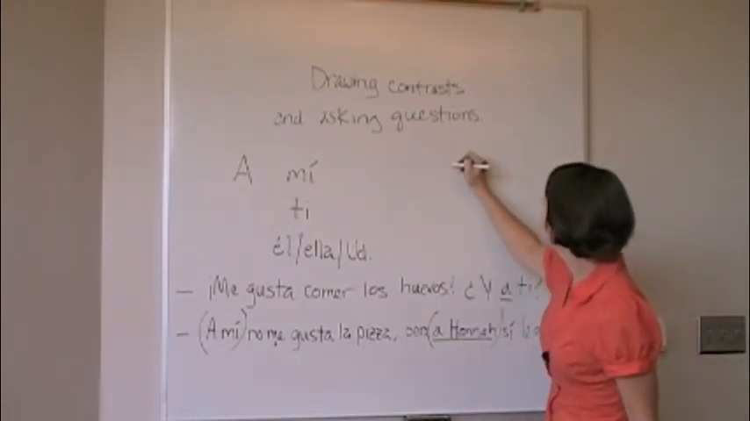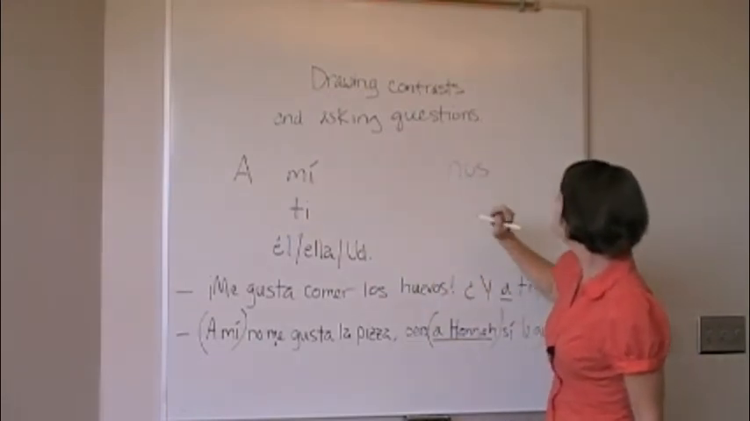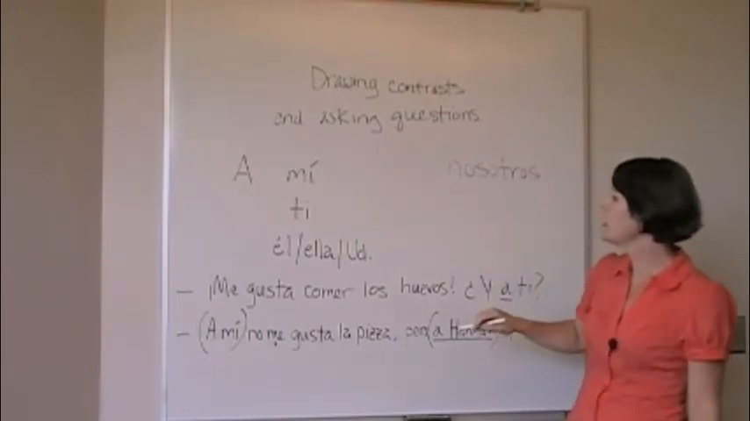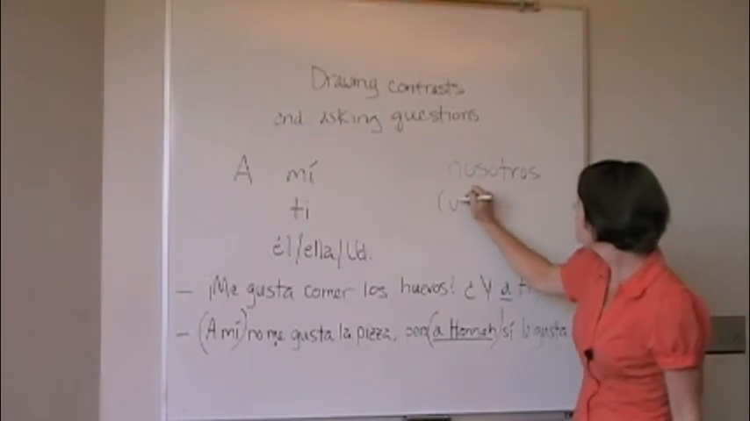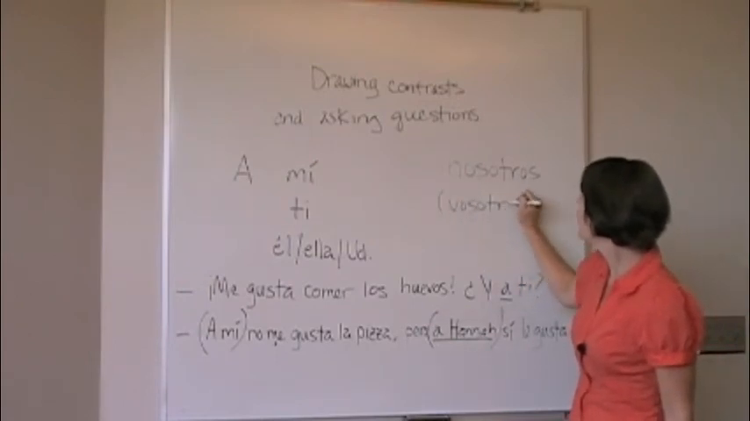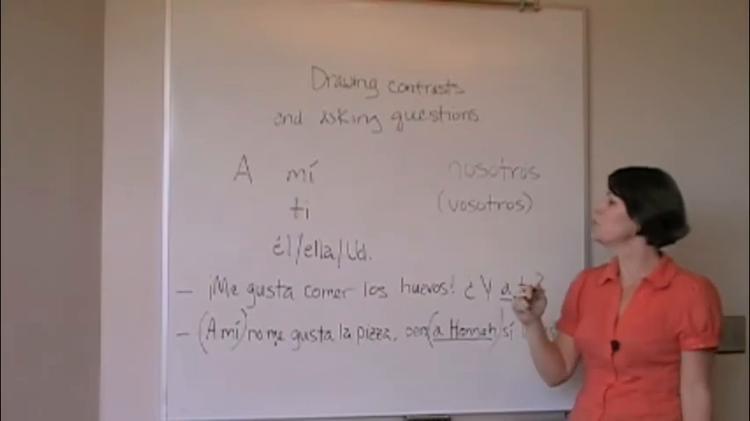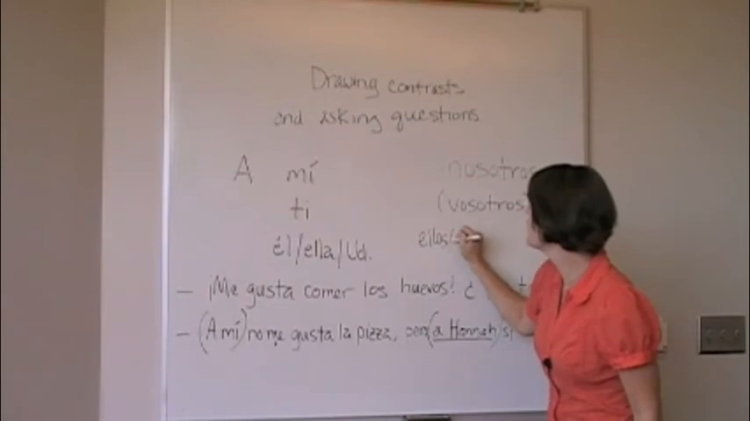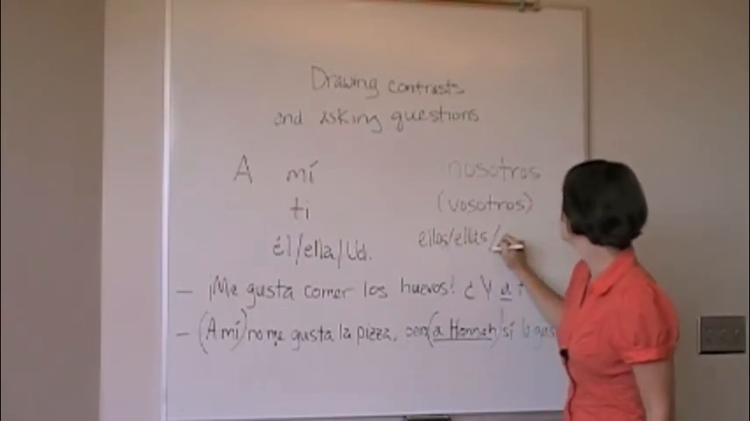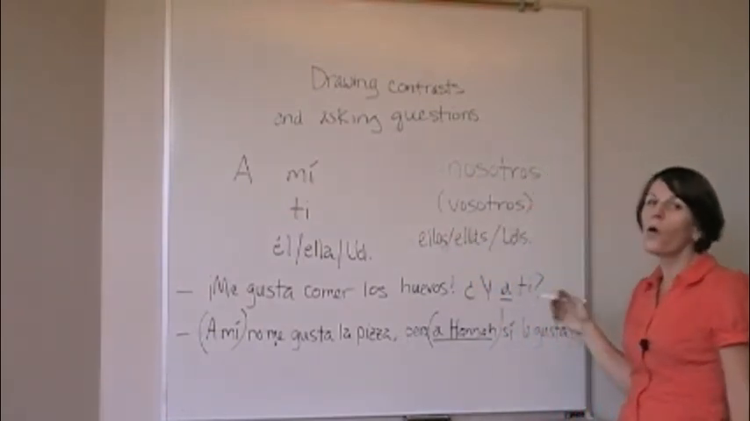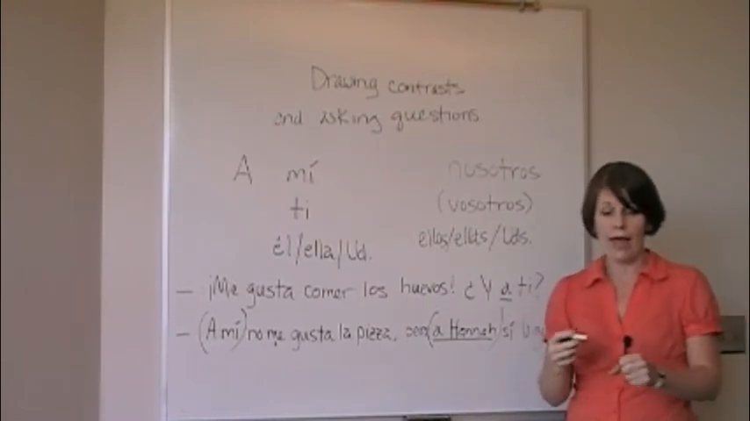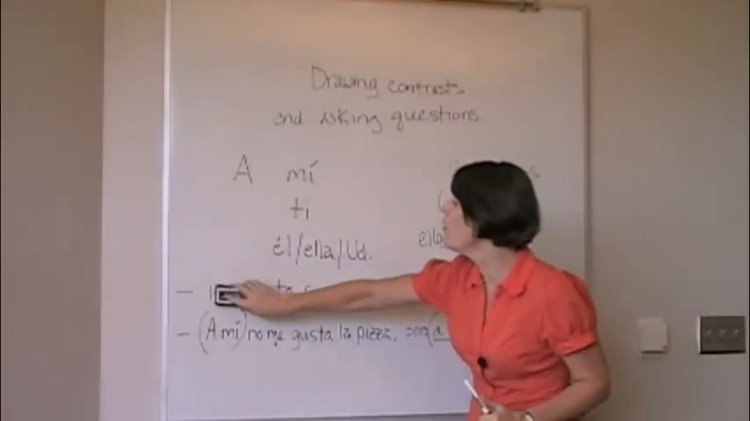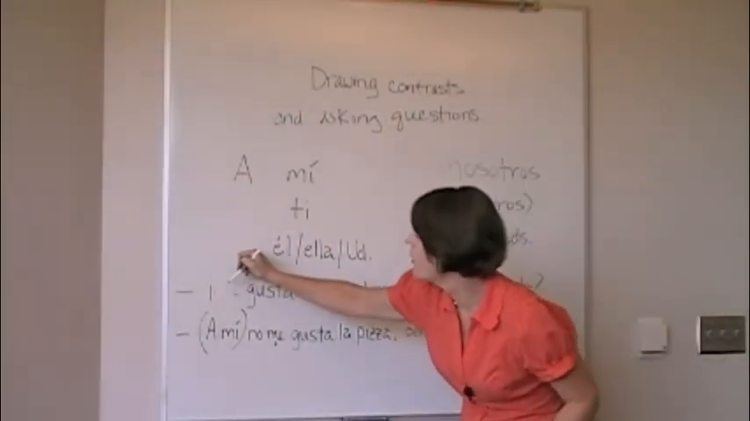So if we're talking about we, to us, we would say a nosotros. Here's the vosotros form, if you happen to be in Spain. That could be useful. And then here we would have ellos, ellas, ustedes, or maybe more than one person's name in that context. So we could change all of these sentences. We could say, nos gusta comer los huevos.